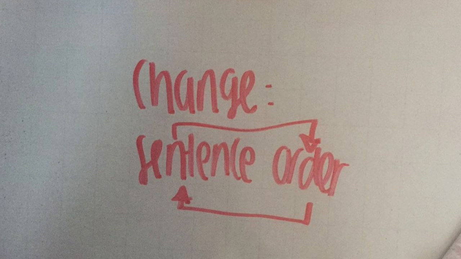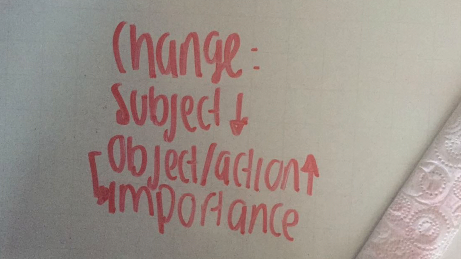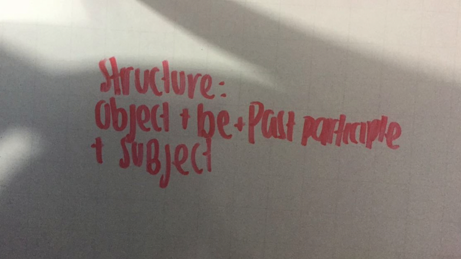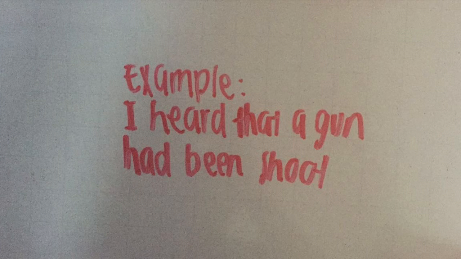Passives are used in order to change a sentence's emphasis by taking out the subject and focusing on the action. In the first case of passive, we know what happened, but who did it is unknown. Its general structure is object, followed by the verb to be, followed by an action or a verb in past participle, plus the subject. And the example is: I heard that a gun had been shot.